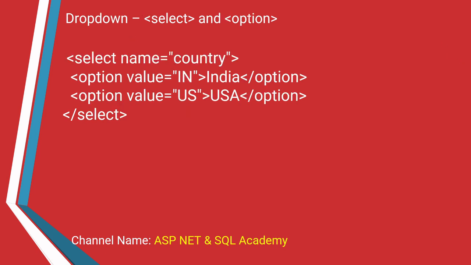The select tag creates a drop-down list. Use option to list choices. The value is what gets sent when a user selects an option.